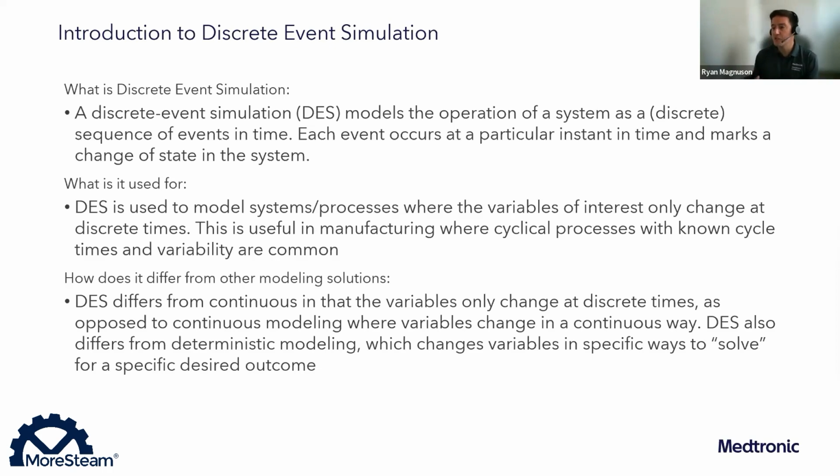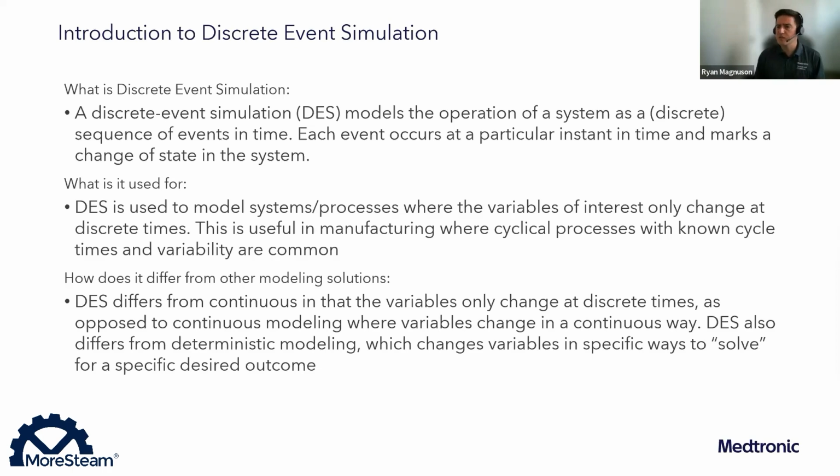So when we say that variables of interest only change at discrete times, think about that from a unit perspective, right? Cycle times may change unit to unit. Demand may change day to day or shift to shift. So we know when, and we can identify when the variables are going to change. They're not continuously changing across time. So how is this different from other modeling solutions?